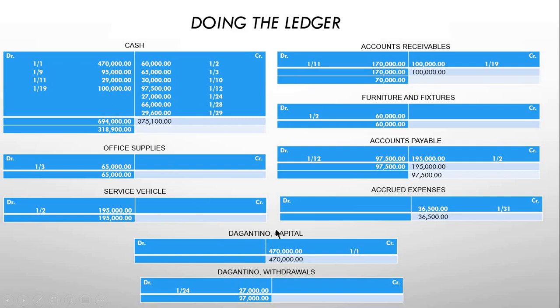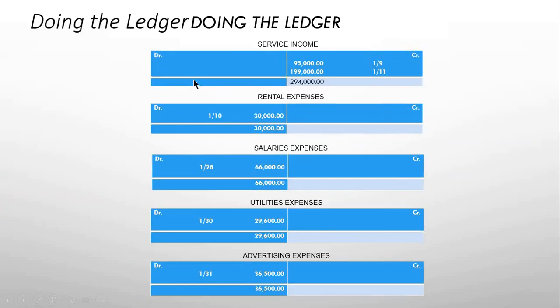Okay, so these are the ledgers, the ledger of each account. These are the permanent or real account ledgers. For this one, these are the ledgers for temporary or nominal accounts. We have service income, rental expense, salaries expense, utilities expense, and advertising expenses.